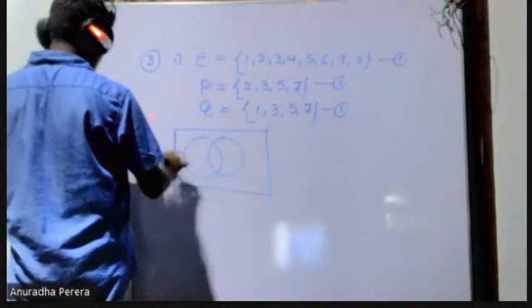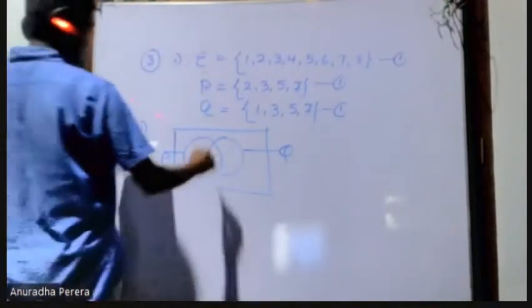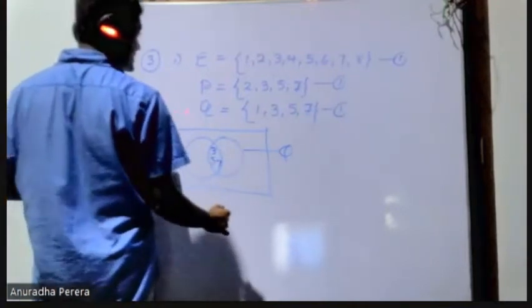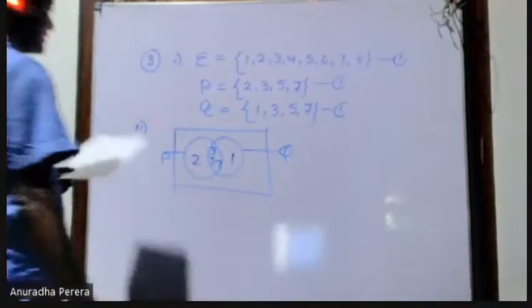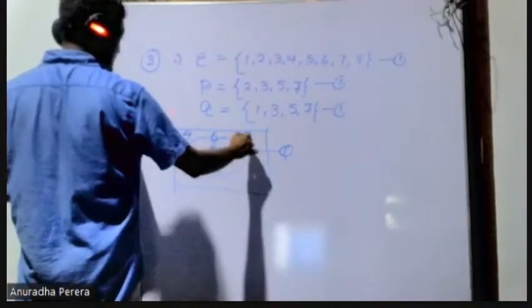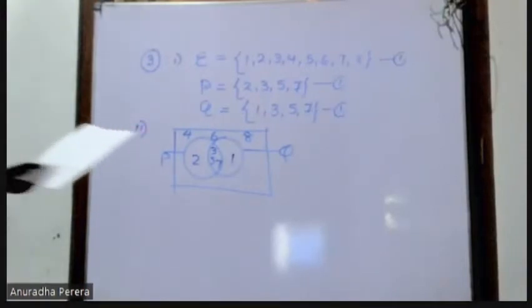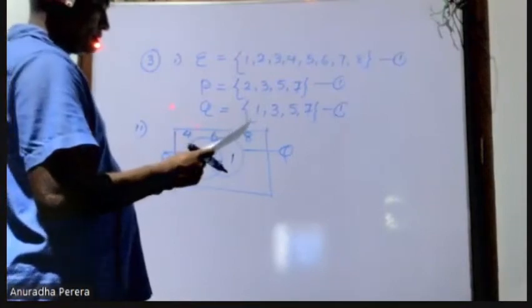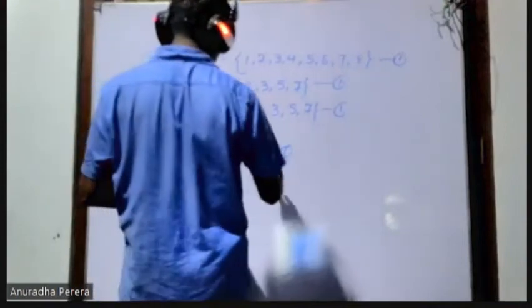P, Q. First of all, identify the common elements. The common elements are 3, 5, 7. Q others 1, P 2. Then write down the other elements 4, 6, 8. That's all. Three marks.